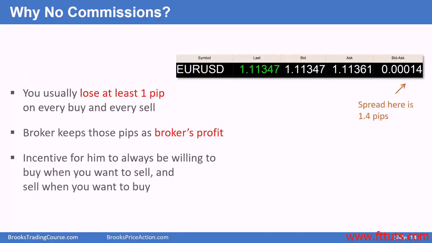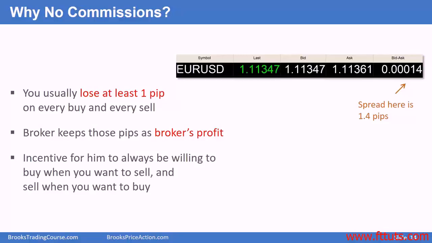In general, you're going to lose at least a pip or so on every buy or sell. Some brokers have tighter spreads, half a pip. Some brokers have wider spreads, 1.5, 2, even 3 pips. And the broker, that's where he makes his profit. He keeps that bid-ask spread. And that is the reason why he is willing to do the transaction.